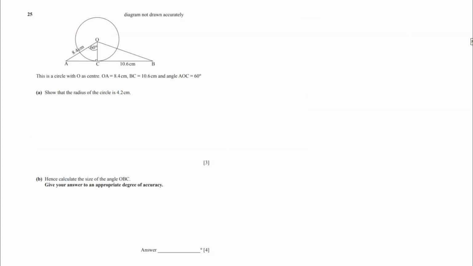So we go to the next question, and this is question 25. This is a circle with O as the center. OA is 8.4, BC is 10.6, and angle AOC is 60 degrees. Show that the radius of the circle is 4.2. In a way, we want to show that OC equals 4.2. So if you look at this triangle OAC, if we separate this, we know that this is 90 degrees, this is 60, and we know that this is 8.4, we can find out the value of OC using trigonometry.